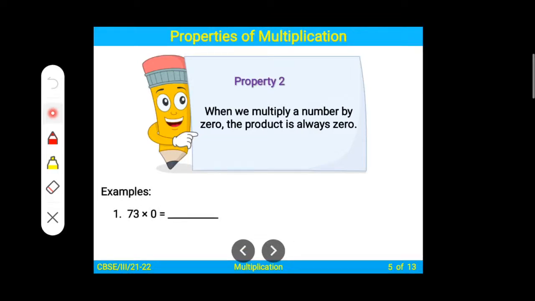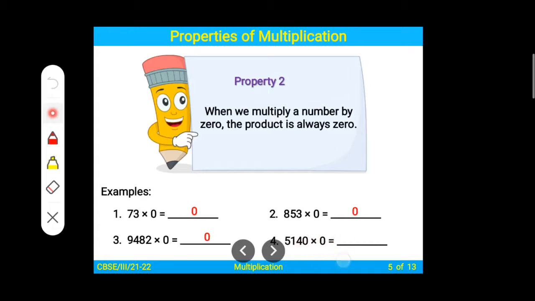73 multiplied by 0 equals 0. 853 multiplied by 0 equals 0. Another example, 9482 multiplied by 0 equals 0. कितने भी डिजिट का नंबर हो, आपको डायरेक्ट आंसर ज़ीरो लिखना है, मल्टीप्लिकेशन भी करने नहीं बैठना. Fourth example, 5140 multiplied by 0 equals 0. So this is the second property of multiplication.